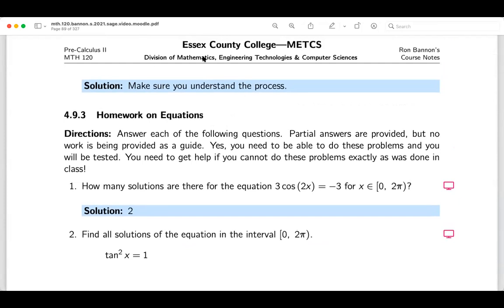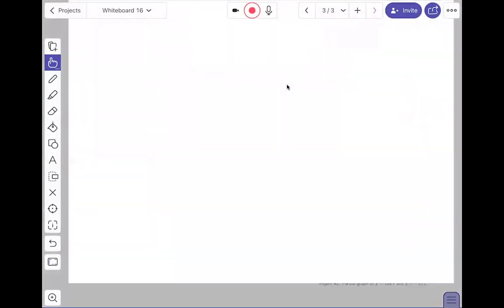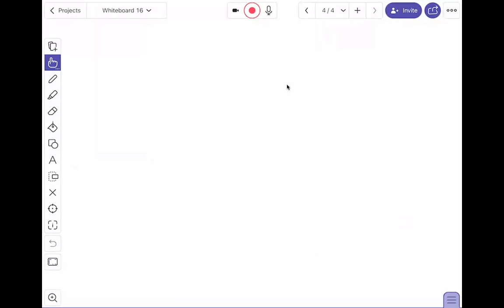So let me do a new share. And let me do a share here, okay? So give me 1 second. And I'll put down problem number 1. Again, I want to tell you we're in section 4 of the notes. We're in the homework.